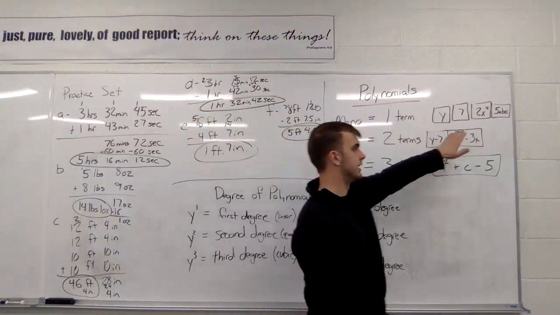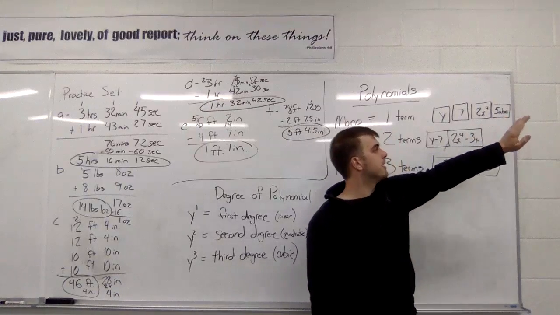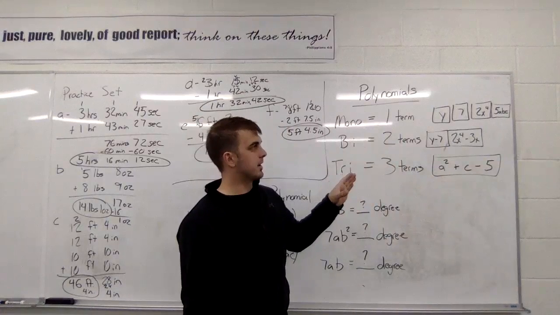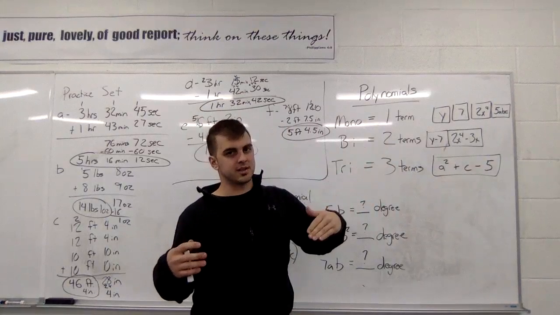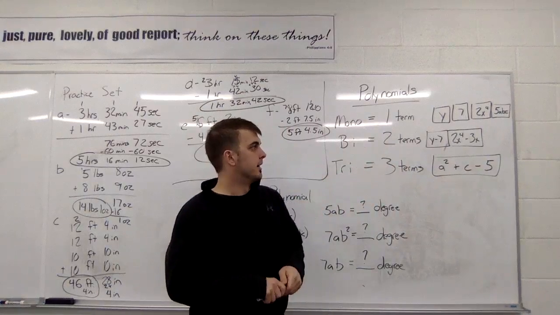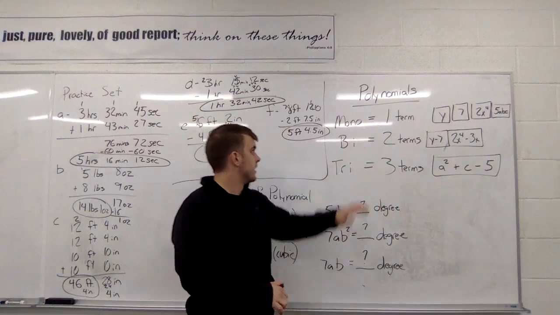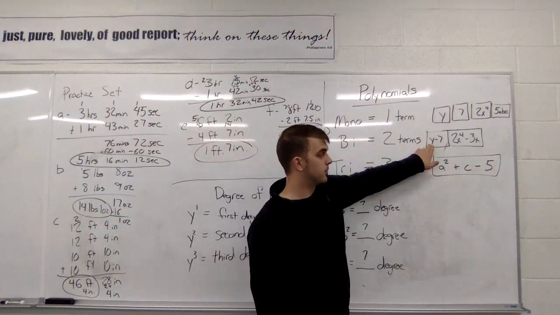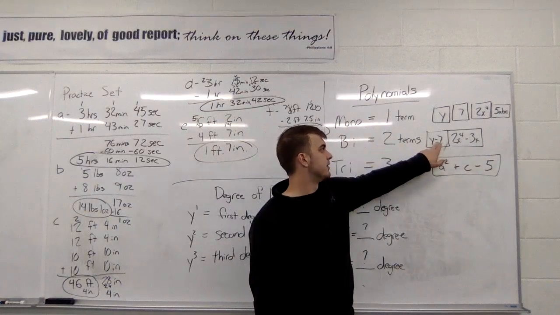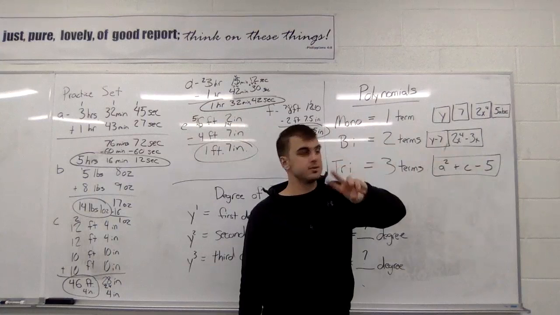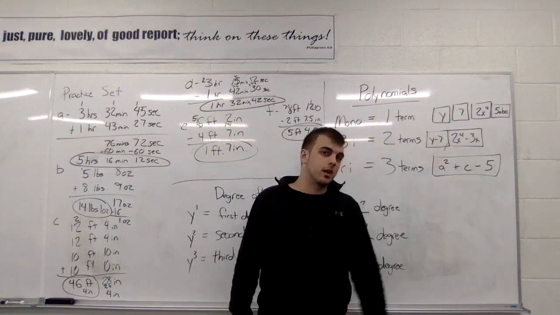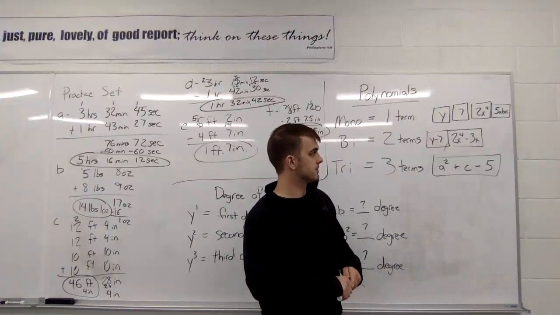And the last one is still 1 term, 5abc. That would be 1 term. Although it may seem like a bunch of things, it's still 1 thing. You'll see where that changes. Then a binomial is 2 terms. Some examples: you take 1 term y and -7. So y minus 7, that is 2 terms. You have y as 1 term, -7 is the other.